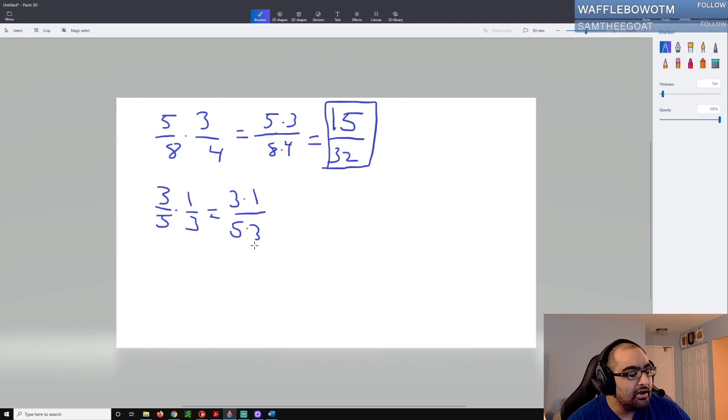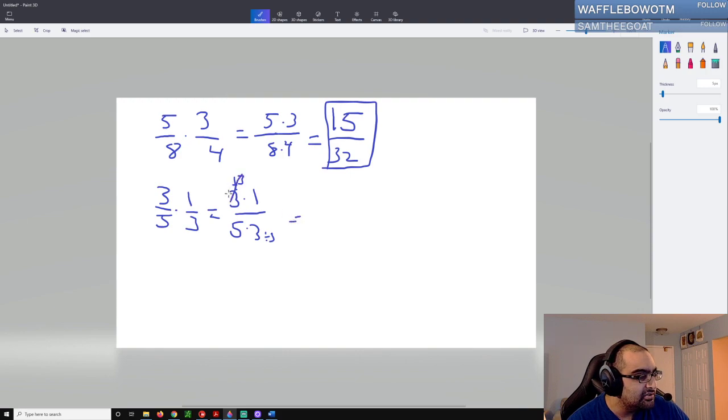What I want to do here is to see if we can divide anything out in order to acquire our final result. So do we have a common factor in the numerator and denominator that we can divide out? In this case, the answer is yes. We have a 3 in the numerator and we have a 3 in the denominator. So we're going to divide each one by 3.